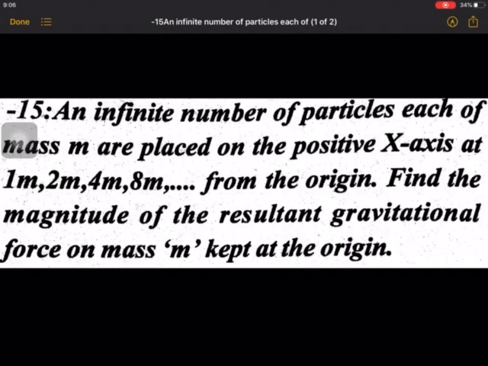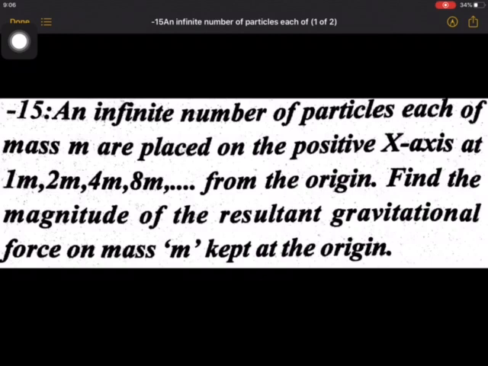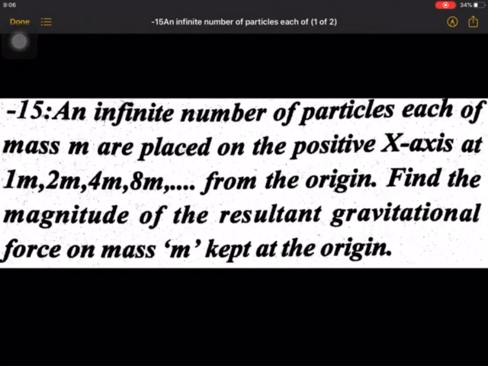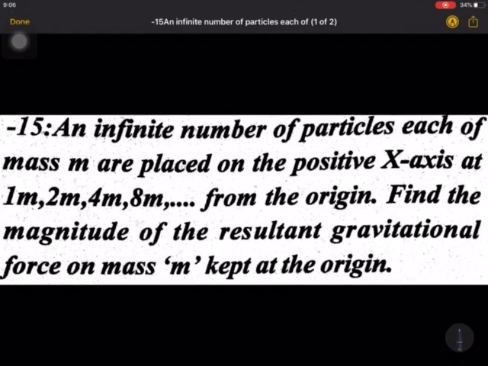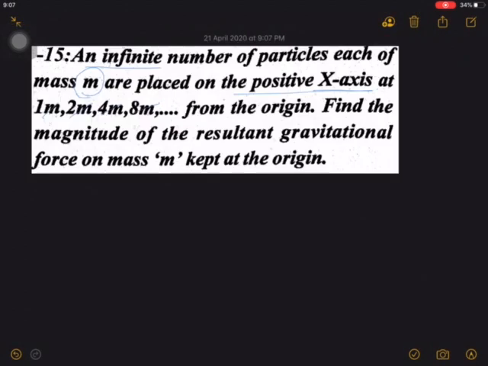Dear students, today in this video we are going to discuss two questions based upon the inverse square law of gravitation. Let's see the question here. An infinite number of particles, each of mass m, are placed on the positive x-axis at 1 meter, 2 meter, 4 meter and 8 meter from the origin. Find the magnitude of the resultant gravitational force on mass m kept at the origin.